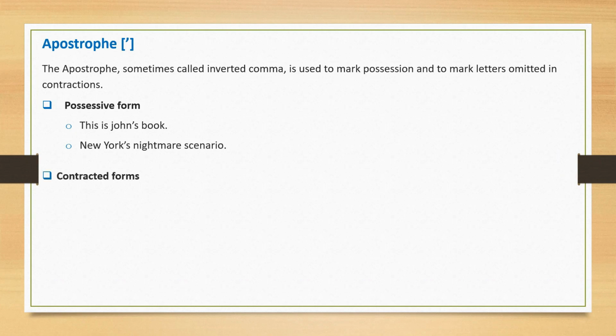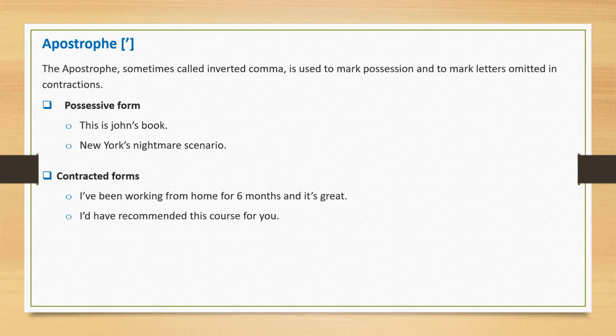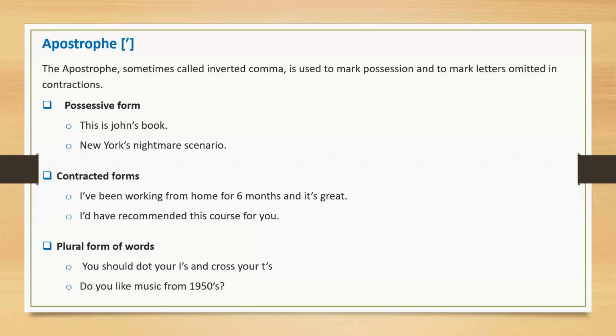In English language, apostrophe is used to make contracted or short forms. I have been working from home for 6 months and it's great. I would have recommended this course for you. To express plural form of words, apostrophe is utilized. You should dot your I's and cross your T's. Do you like music from 1950's?